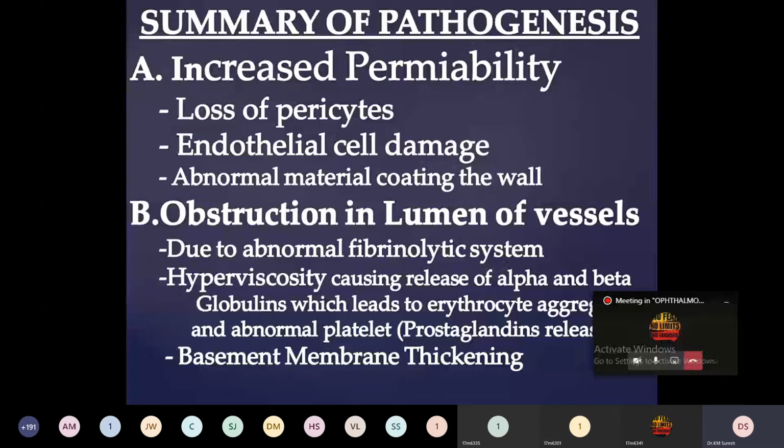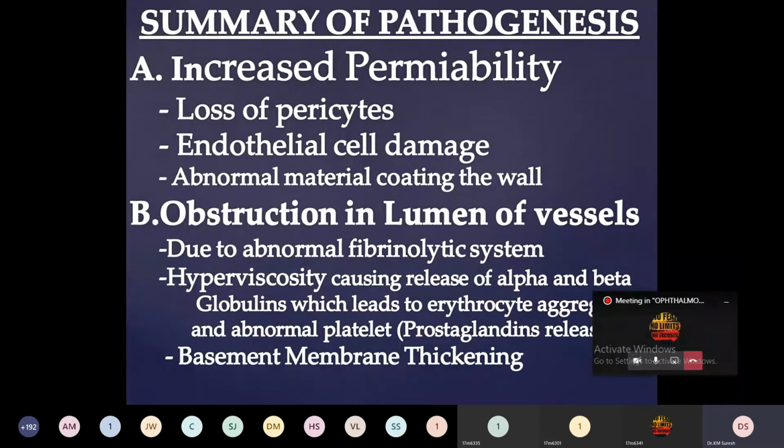Why is there increased permeability? The causes will be loss of pericytes and some abnormal material getting coated on the endothelial wall, and hence there will be endothelial cell damage in diabetic retinopathy. These are the causes for increased permeability and various things that happen in diabetic retinopathy. Next, you have obstruction due to an abnormal fibrinolytic system, which is observed in diabetic patients.